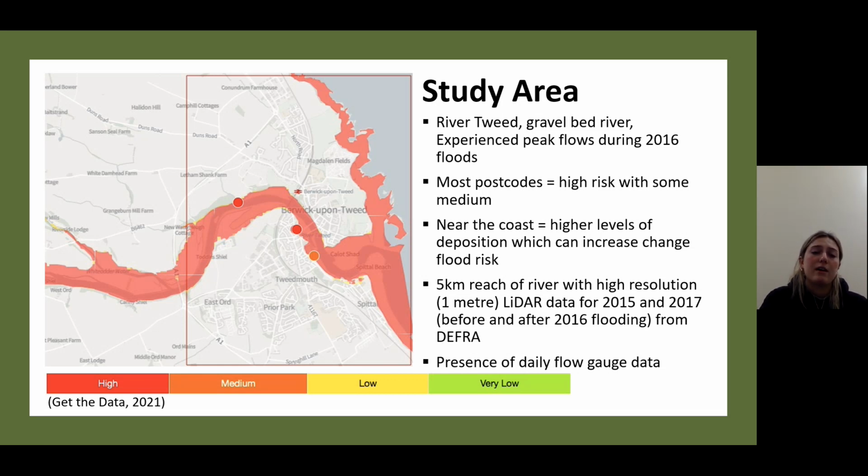However, LiDAR data at 1 meter resolution exists for 2015 and 2017 for this 5 kilometre stretch of the river near the coast, and that can be accessed from DEFRA. There is also the presence of daily flow gauge data in the region, which made it even more useful for this project.